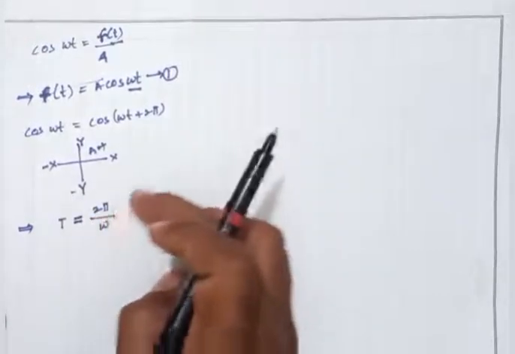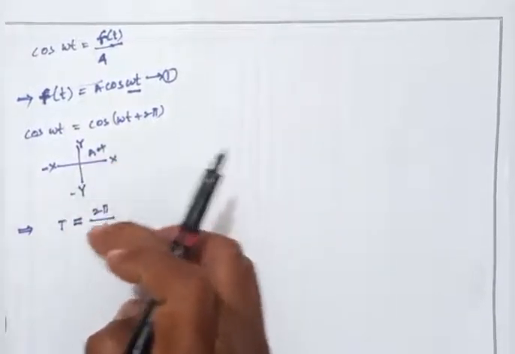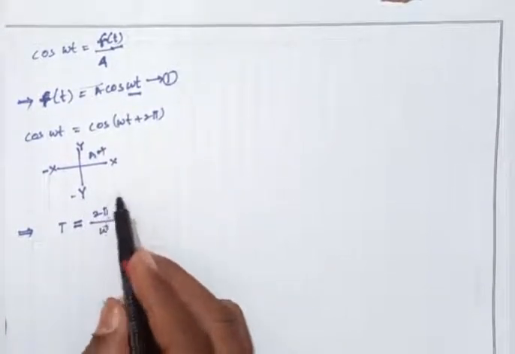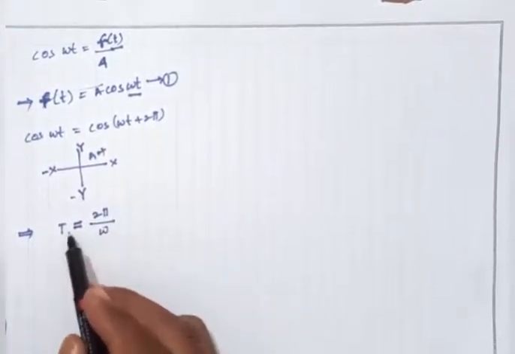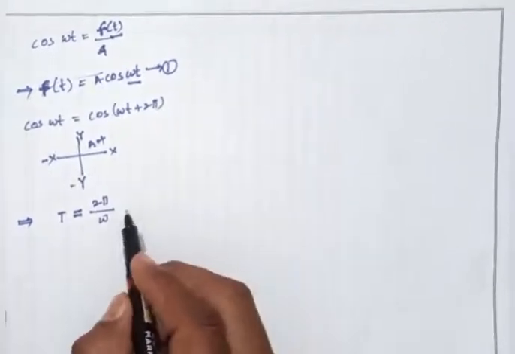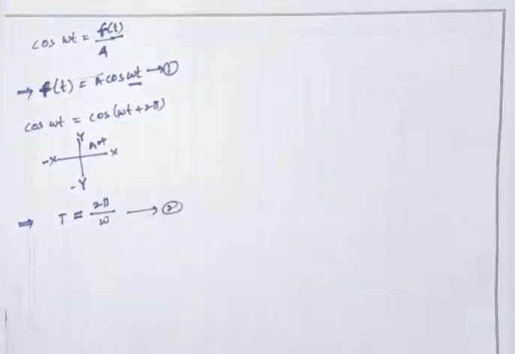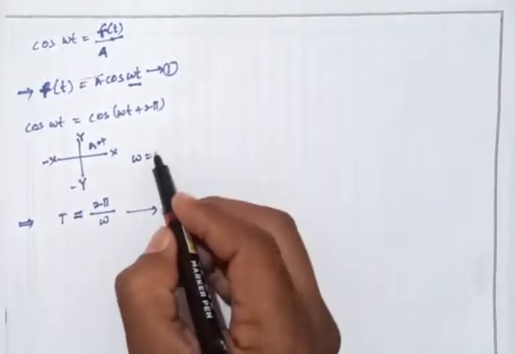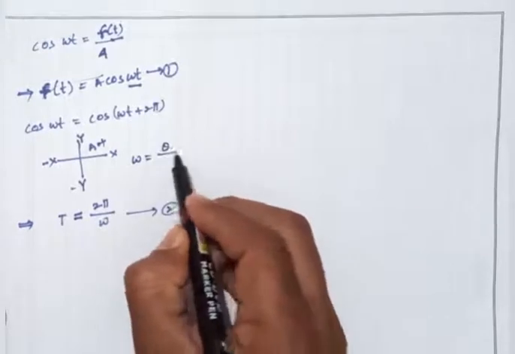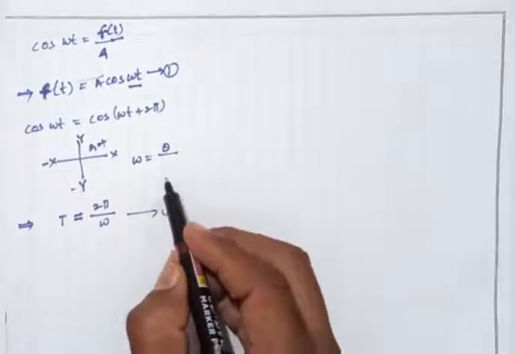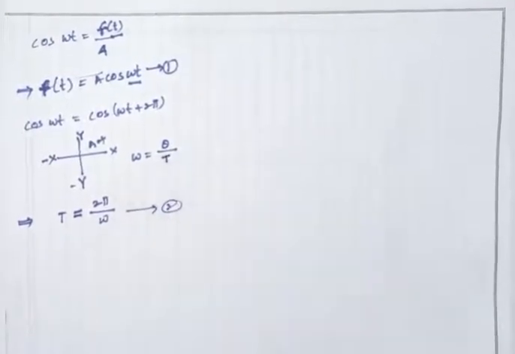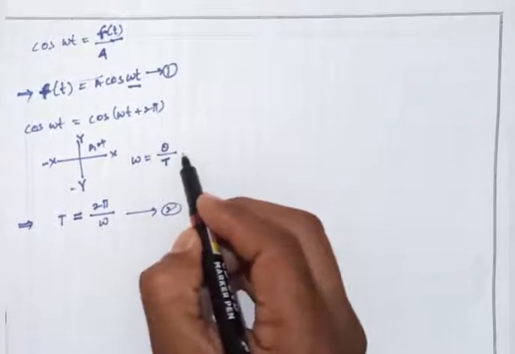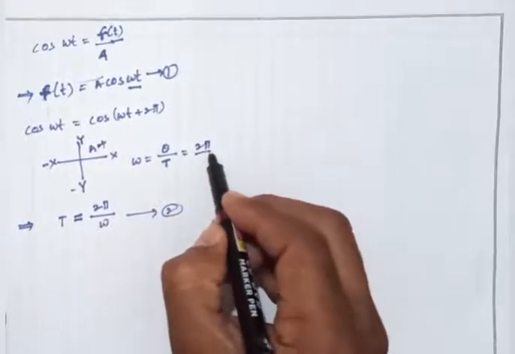What is the displacement? Total displacement is 2 pi. Next, the angular displacement is 2 pi by omega equals T. So this is equation number 2. Actually omega equals angular displacement by time period. The total angular displacement is 2 pi by T.